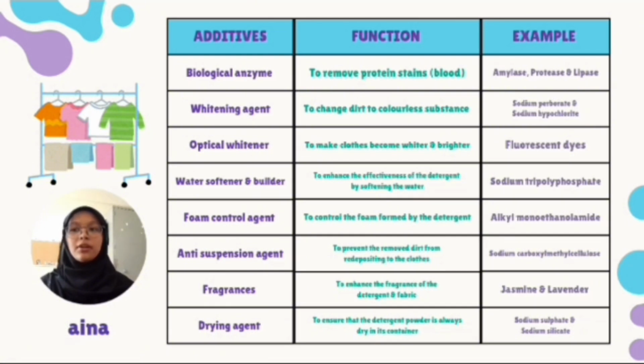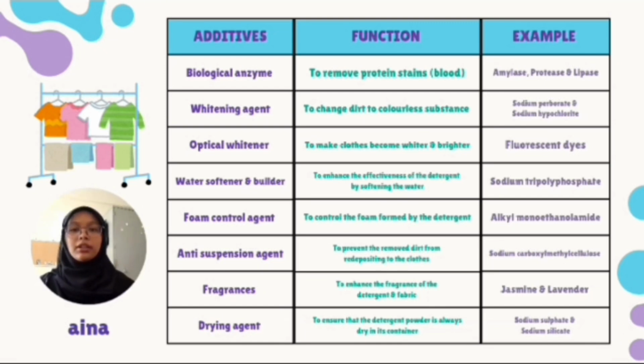Next one is foam control agent. This is to control the foam formed by the detergent. For example, alkanolamide. Then we also have the anti-redeposition agent. This is to prevent the removed dirt from depositing onto the clothes. The example is sodium carboxymethyl cellulose.